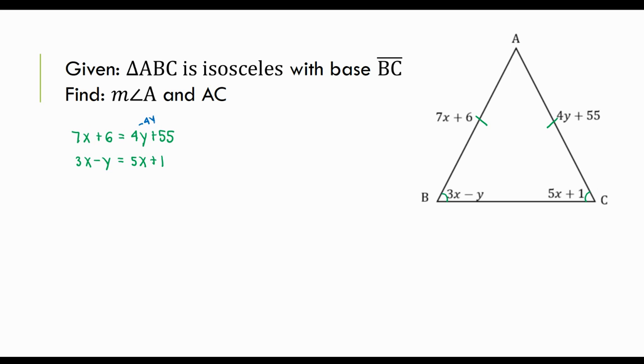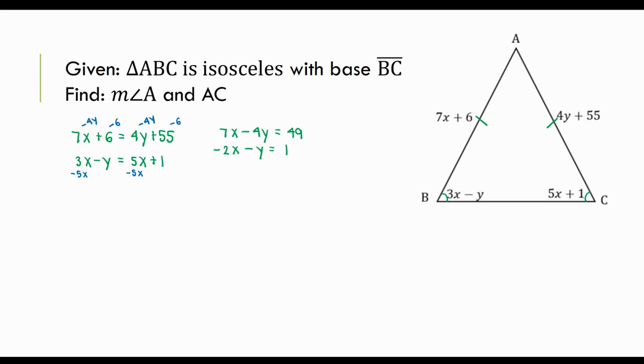So I'm going to subtract the 4y over to the left so I can have x's and y's. Then that 6 has to get moved over to the right, so I'm going to subtract that. In the bottom equation, I'm going to subtract the 5x to move that over to the left, and then everything else seems to be in place. So top equation, I'm going to then have 7x minus 4y, and that's going to equal 55 minus 6, which is 49. So there's my top equation. The bottom equation, I'm going to have 3 minus 5 to give me a negative 2x. I'll have minus y, and that's going to equal 1.